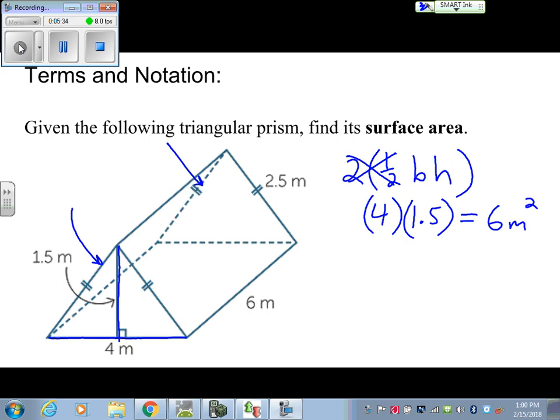We still have to deal with the lateral faces, which are all rectangles. Now, if I look at the rectangle that's sort of on the right here, I'm going to trace it in green. This rectangle would have a formula, again, of base times height, and our base would be 6, and our height would be 2.5. So as I multiply those together, I end up with 15.